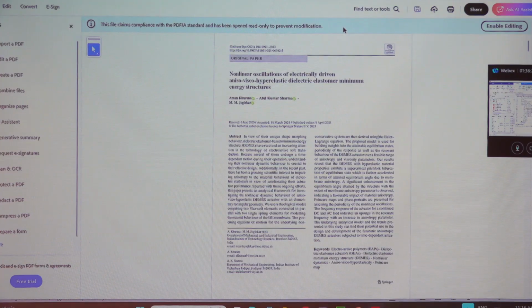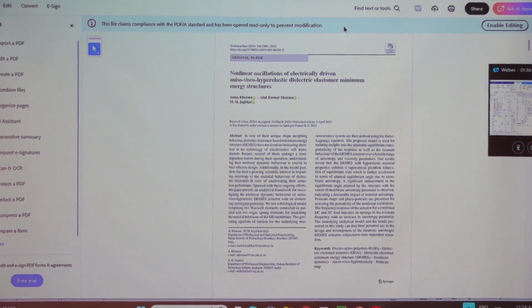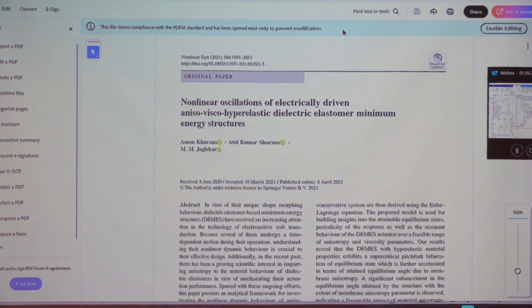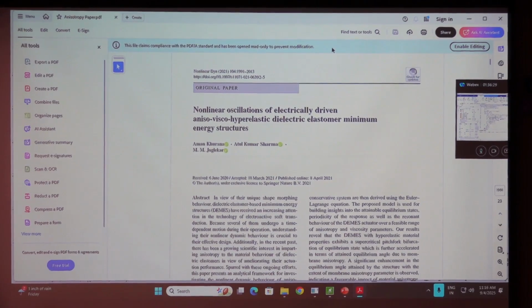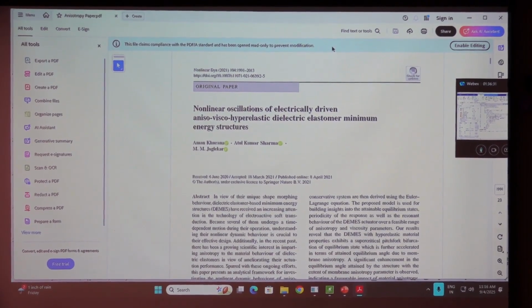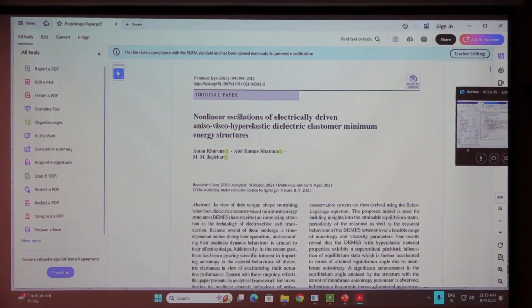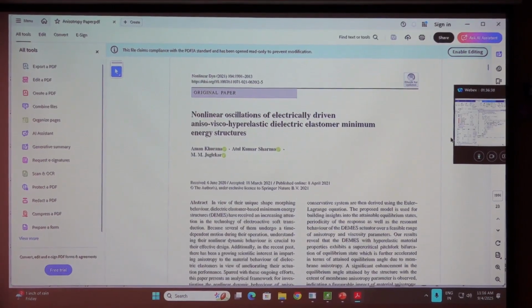So online participants, is my screen visible? Yes, sir. Okay. Are you able to see the paper that I am sharing? No, sir. Just see the online MATLAB screen. Okay.